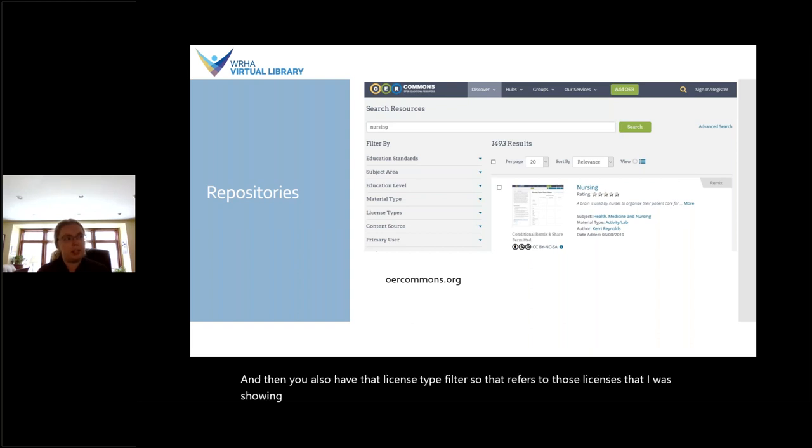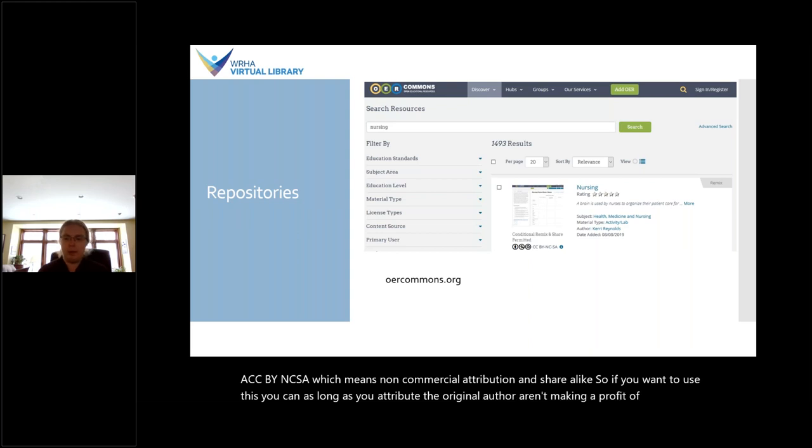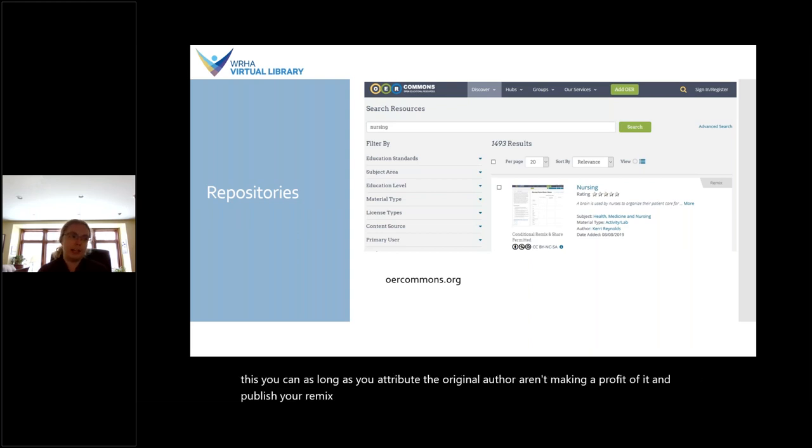For example, you can see that this first one on the list here is under a CC BY NC SA, which means non-commercial attribution and share alike. So if you want to reuse this, you can, as long as you attribute the original author, aren't making a profit off of it, and publish your remix under the same or equivalent license.